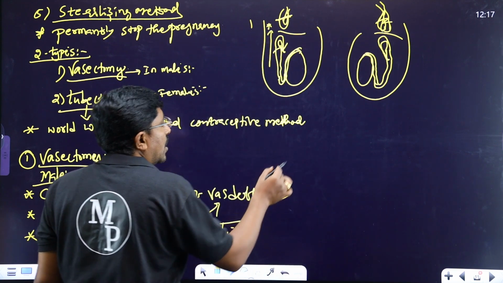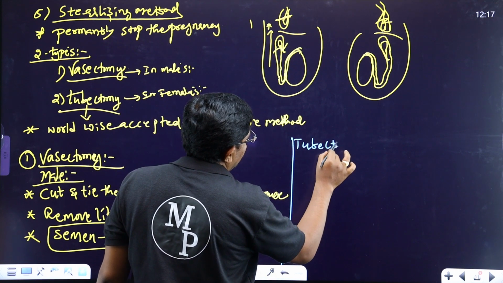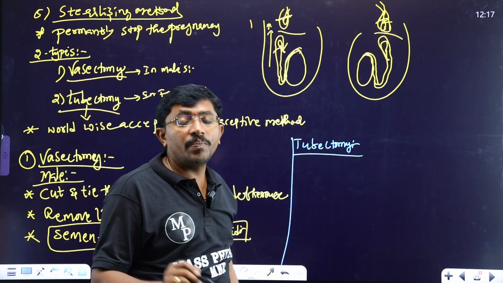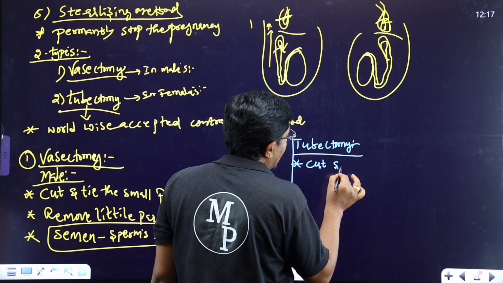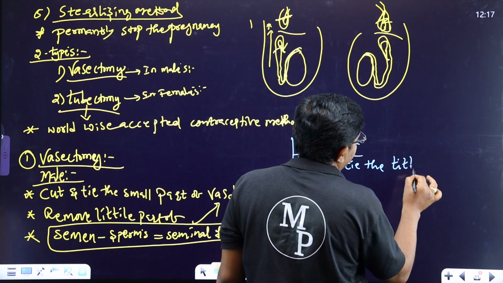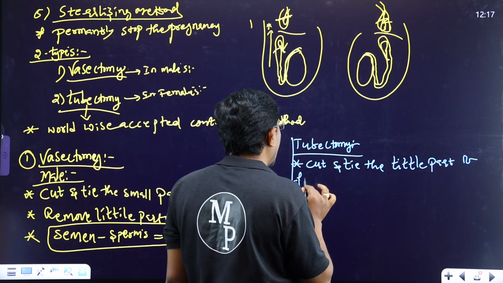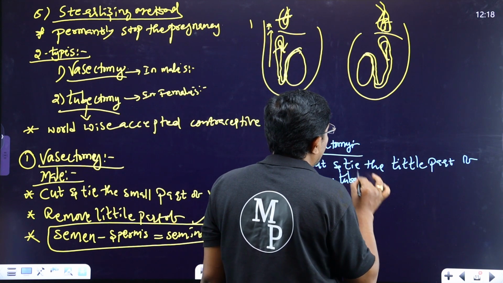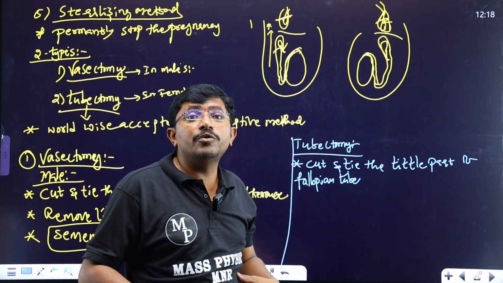Next, the tubectomy. Tubectomy means the same thing: cut and tie a little part of the fallopian tube. It is also the same. Cut and tie a little part of the fallopian tube in the abdomen.